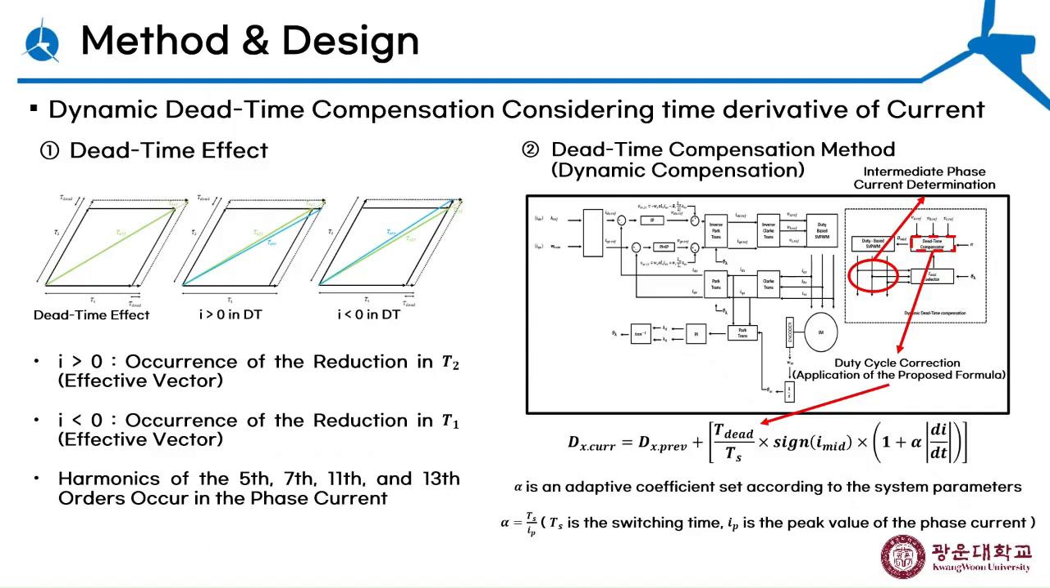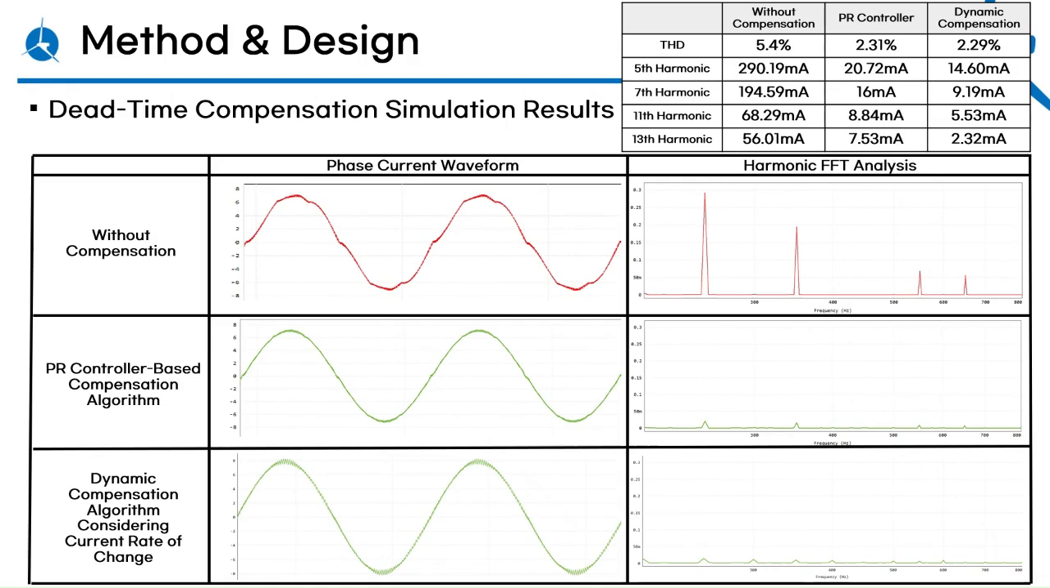The dynamic compensation method considers the rate of change of current. First, we diagram the current components inside the dead time depending on current direction. When the current is positive, the T2 vector seems to decrease. When negative, the T1 vector decreases. This defines the basic compensation formula, which is further adjusted by measuring the current's rate of change. Here, alpha acts as an adaptive coefficient based on system parameters.